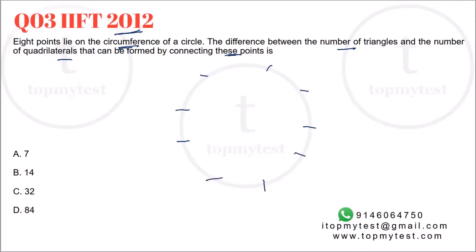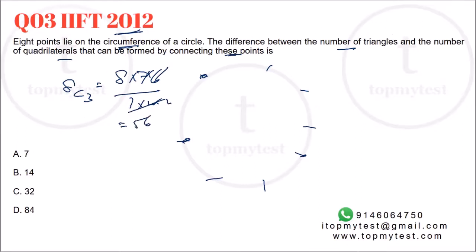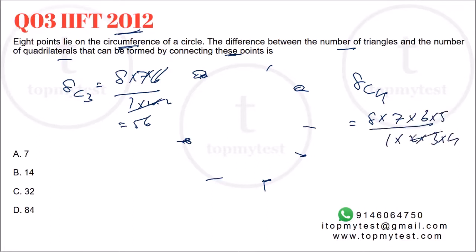So you have 8 points over here. Now to form a triangle, you need to choose 3 points out of 8. 8C3. That is 8 into 7 into 6 divided by 1 into 2 into 3. That's 56. That will be the number of triangles. How many quadrilaterals can be formed? Choose any 4 points out of 8. 8C4. That's 8 into 7 into 6 into 5 over 1 into 2 into 3 into 4. This is 70. 70 minus 56. Option B. Under 2 minutes. Exam situation. Job done.